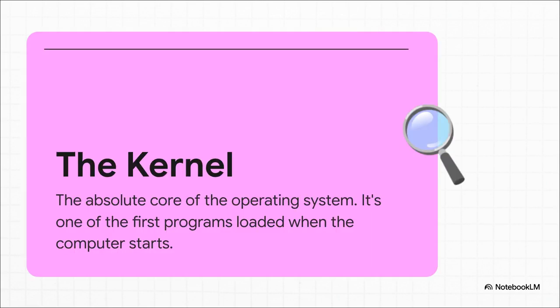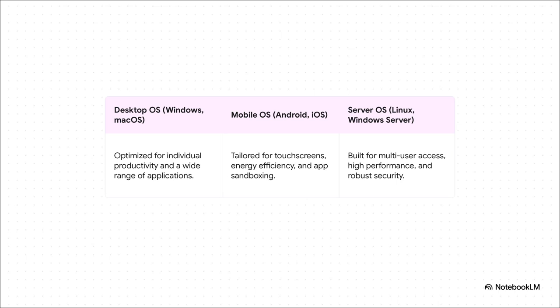So, if the OS is the manager, then the kernel is its central nervous system. It's one of the very first things to load up when you press that power button, and because of that, it has complete control. From managing your memory to translating your clicks into hardware instructions, literally everything has to flow through the kernel.